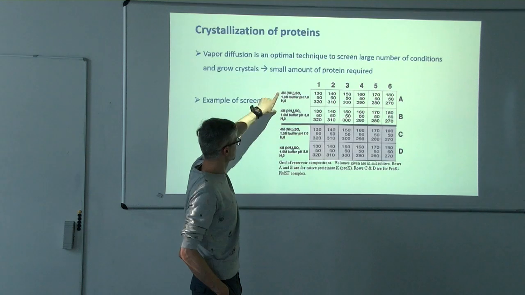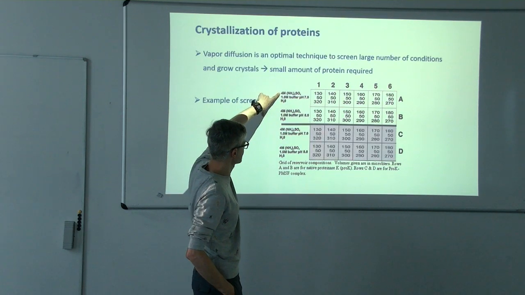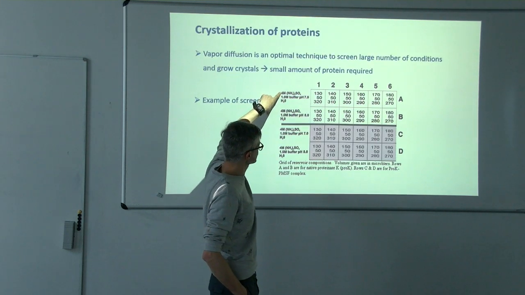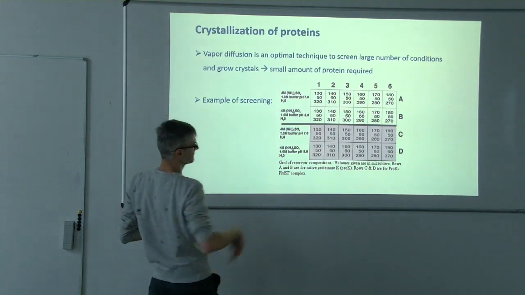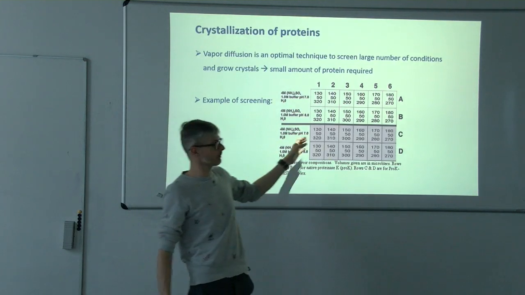Water, and of course, this is your precipitants. So ammonium sulfate in this case could be the precipitant, but sometimes other precipitants are being used. And then you just change the concentration a bit, and then hopefully in one of these wells, crystals will be grown. This is only one box.